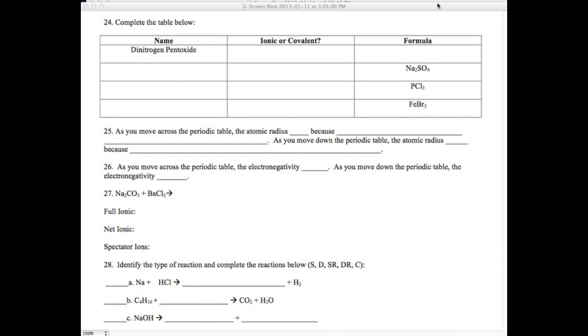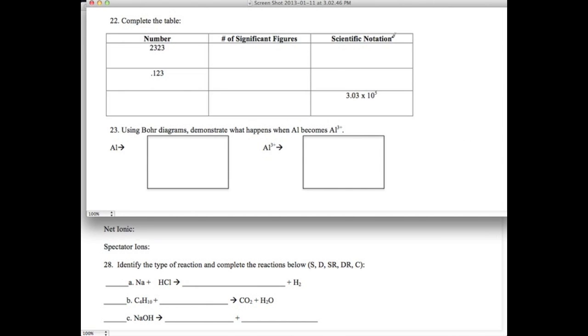All right, guys, so we're starting with number 22. We're trying to, first of all, figure out the number of significant figures. Remember, if your decimal place is present, you count from left to right. If it's absent, you count from right to left. In this case, it's absent, so I'm going to be counting from right to left. I can start on a 3 because that's not a 0. So it's 1, 2, 3, 4 significant figures.